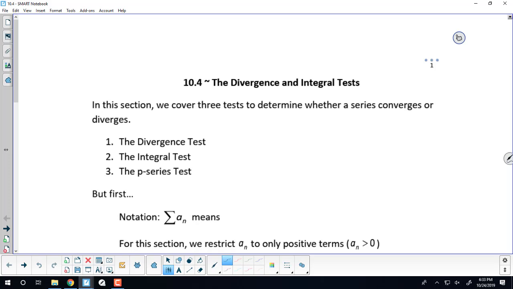So in this section, we're going to look at a few tests, two main ones, the divergence and the integral test. And then we'll also talk about a p-series test. The p-series test sort of falls out from the integral test, so they're kind of together here. The p-series is a result of the integral test.